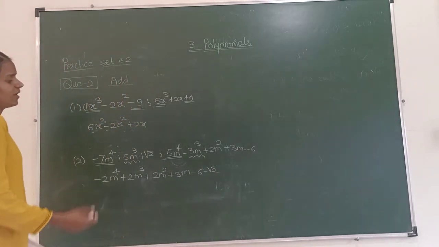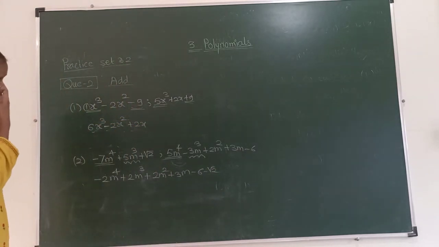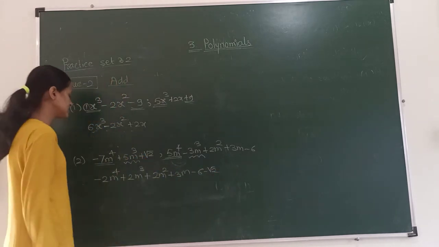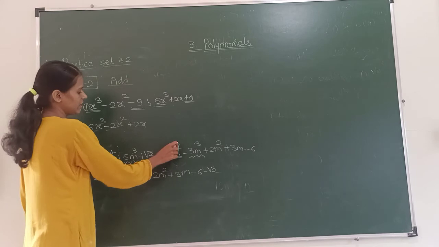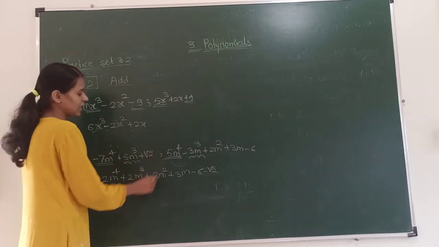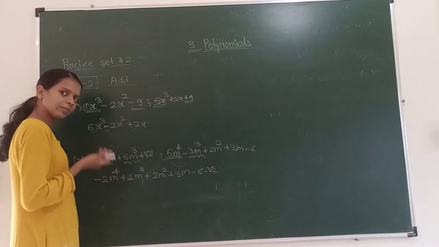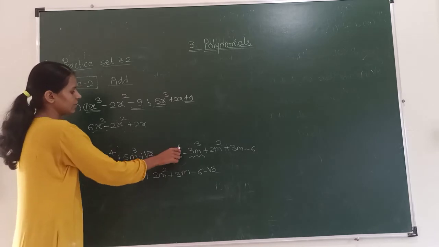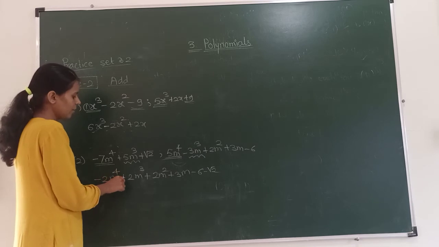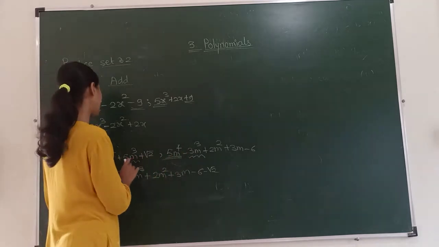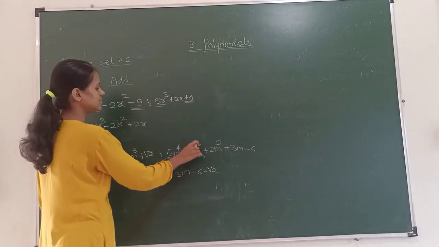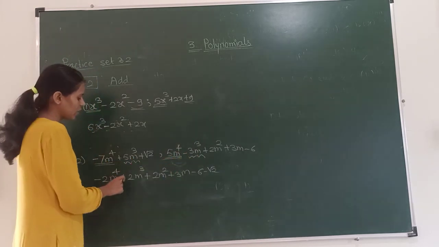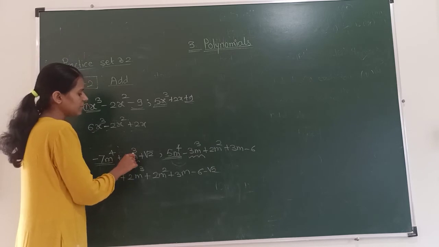We can just add or subtract the like terms. Therefore, we added the like terms and we have written the remaining terms as it is. Like terms are m raised to 4 and m raised to 4: minus 7 plus 5. So, minus and plus become minus, with the sign of the bigger number. So minus 2, and m raised to 4 we wrote in common. Plus these two terms are like, that is 5m raised to 3 and minus 3m raised to 3. 5 plus minus 3 gives the sign of the bigger number, so plus 2, and m raised to 3 we have written in common.